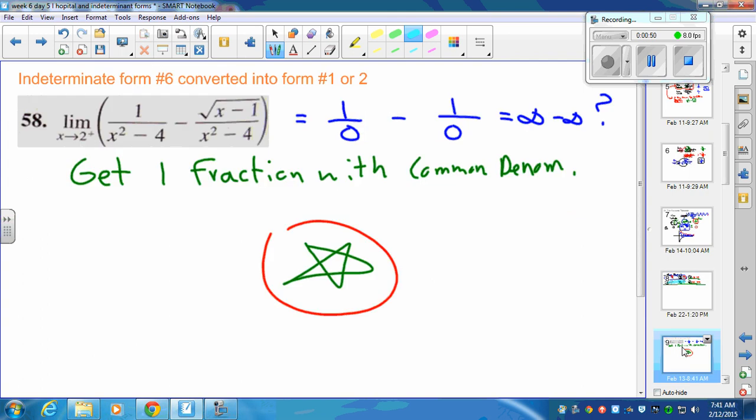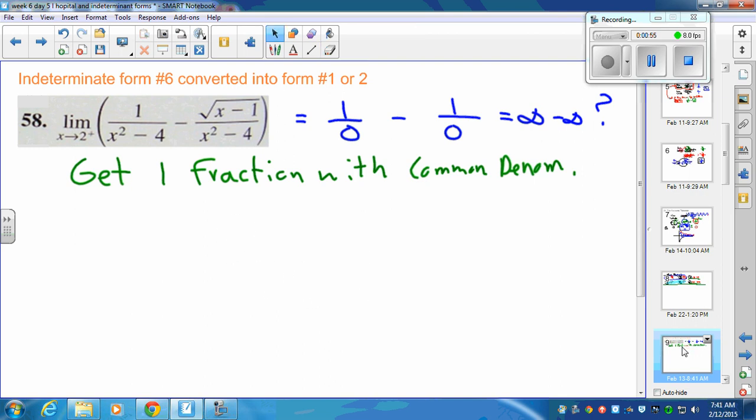Okay, next one is this. This is 58, so I thought I'd just try this one out with you guys. Limit as x goes to 2 from the right side of that whole thing. The first thing I do is I always plug in. When you plug in, you get 1 over 0 minus 1 over 0.